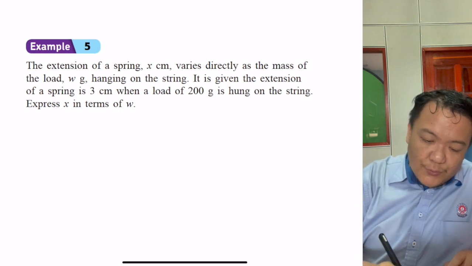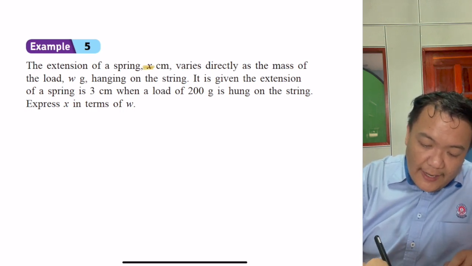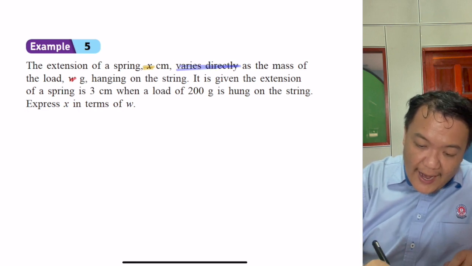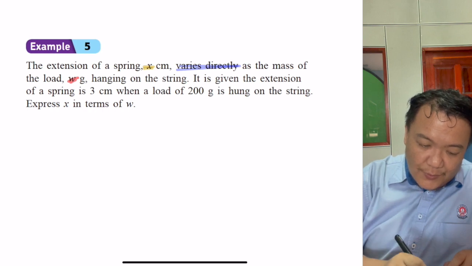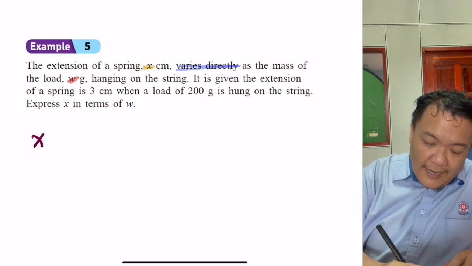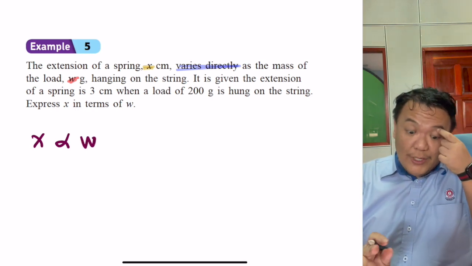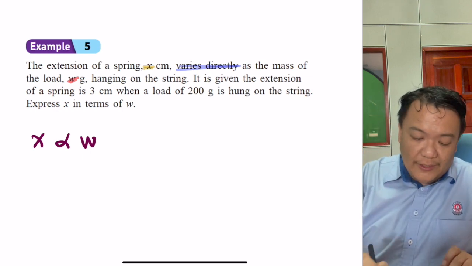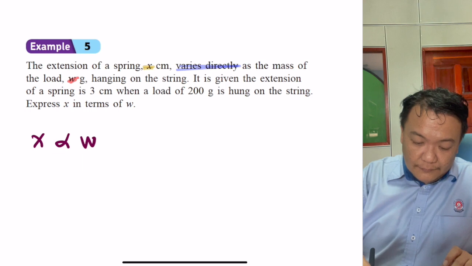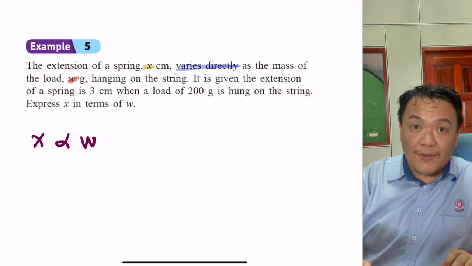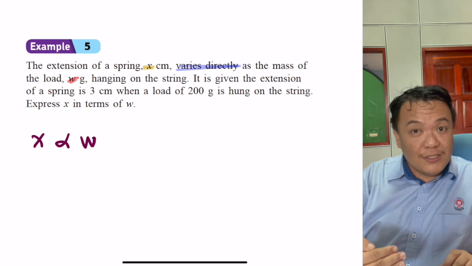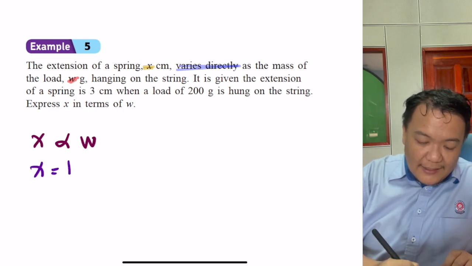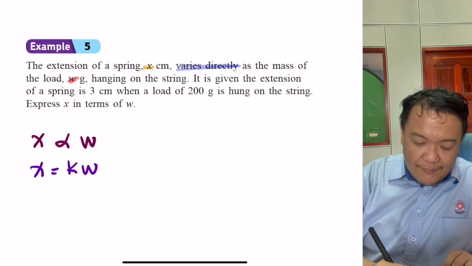So here you know that x varies directly as w. Okay, so you can write it as x varies directly as w. Boleh? But you know that x itu adalah panjang dia, w adalah weight dia. Okay, so this is the first form. So the next form you need to change into equation form. Okay, so x is equals to kw.